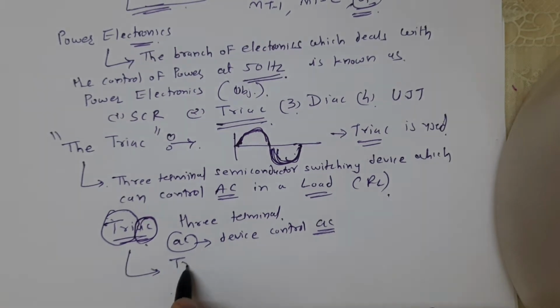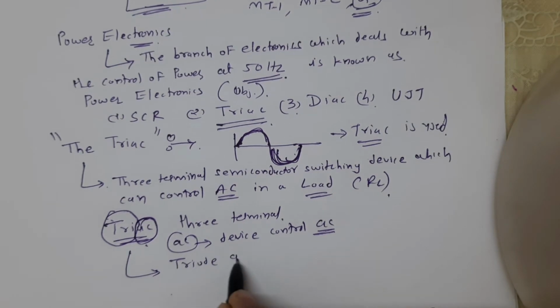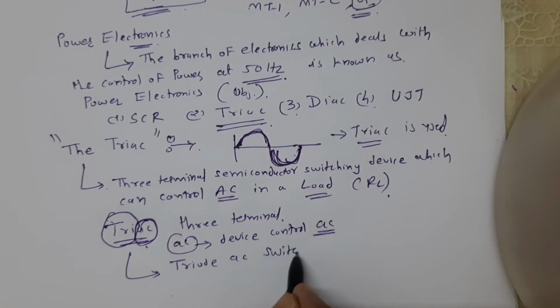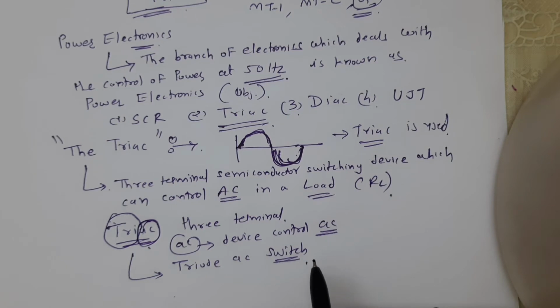Triode AC switch. Tri means that the device has three terminals, and AC means that the device controls alternating current, or can conduct the current in either direction. The key function of a triac may be understood by referring to the figure. We can see the figure.